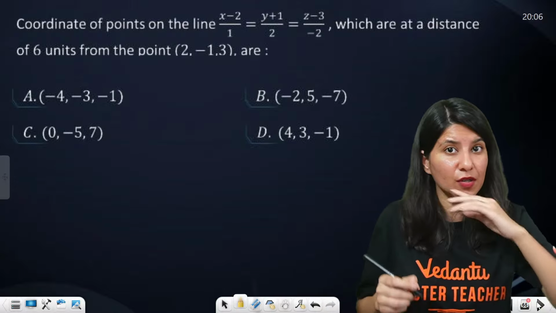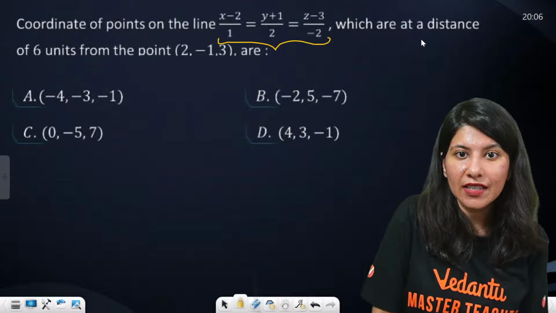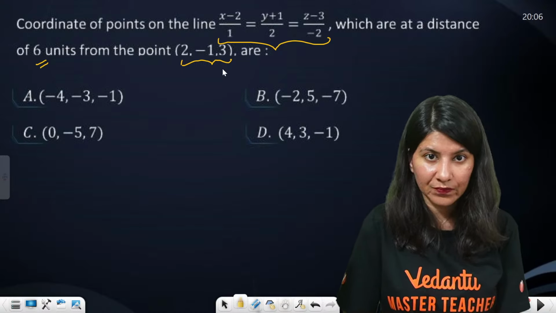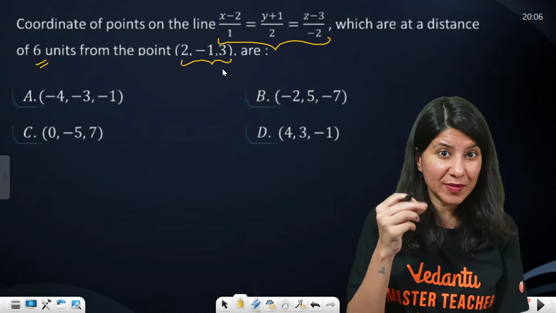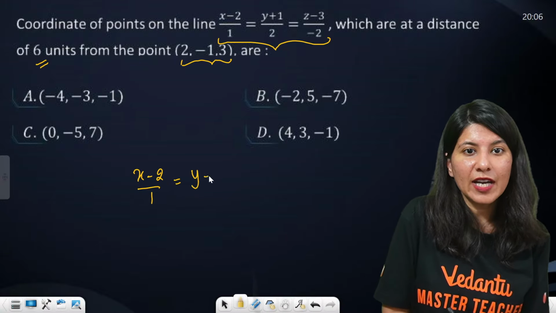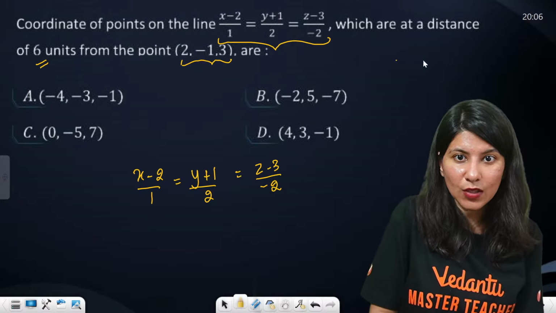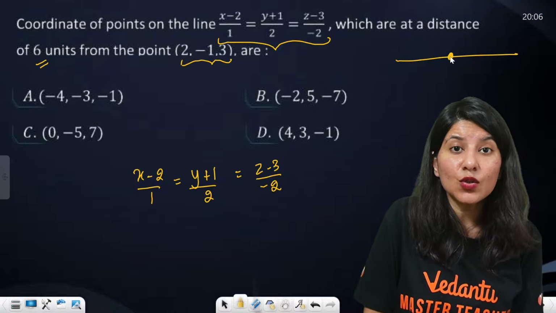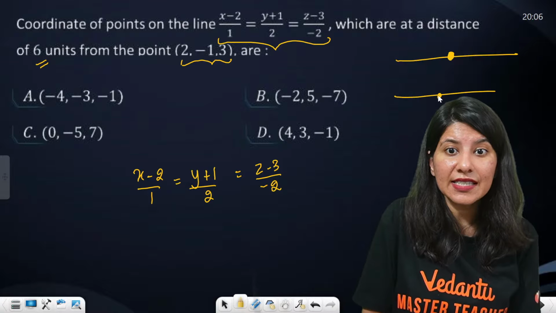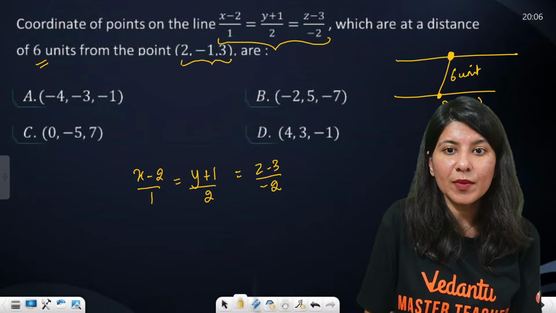Okay, so another question on your screen. Coordinates of points on this line which are at a distance of 6 units from this point. Now understand, this is something a little bit different. What they are saying is that x minus 2 upon 1, y plus 1 by 2, z minus 3 upon minus 2, this is the line you are having. Now you are looking for coordinates of a point on this line which is 6 units away from 2 comma minus 1 comma 3.